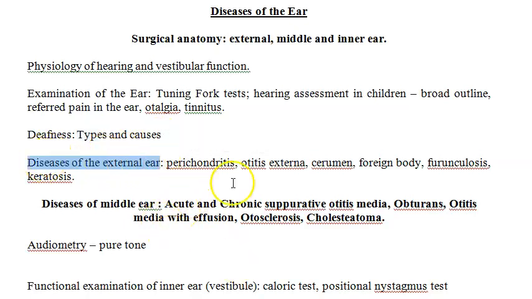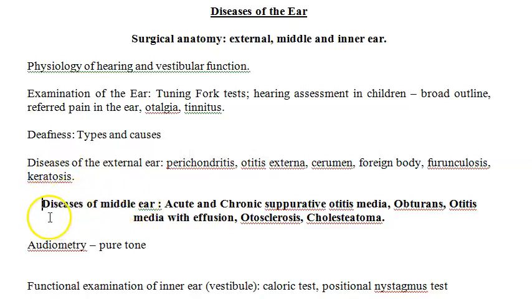Coming to the external ear, what all problems can be there? Perichondritis, otitis externa, cerumen, something to do with that wax. Foreign body. Foreign bodies will be there everywhere, okay? In the ear, in the nose, people can put foreign bodies into their throat, yeah. Furunculosis is also in the external ear, and keratosis.